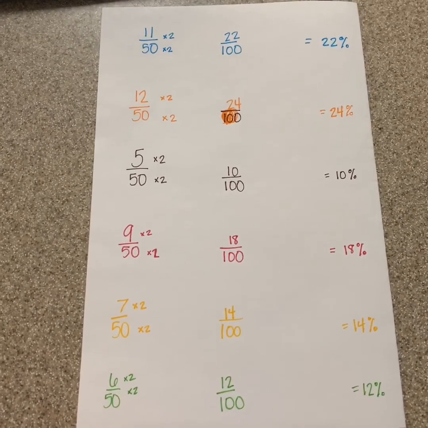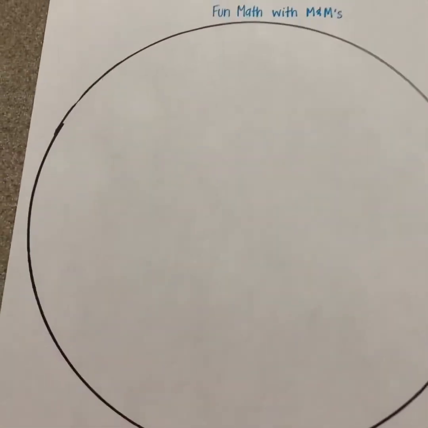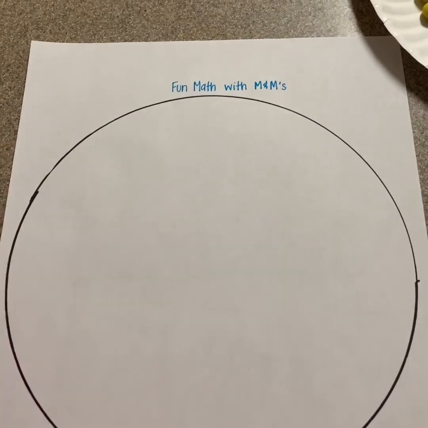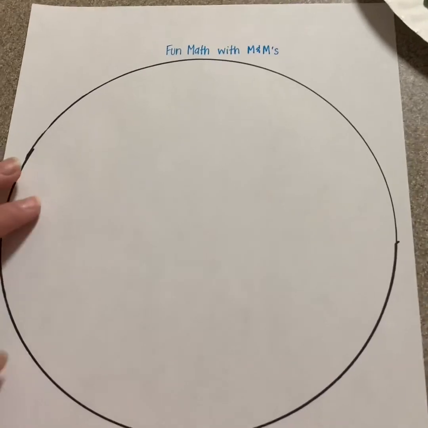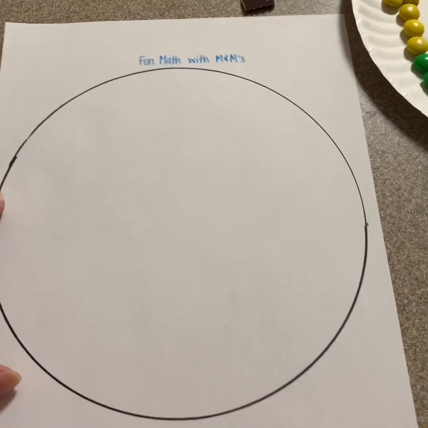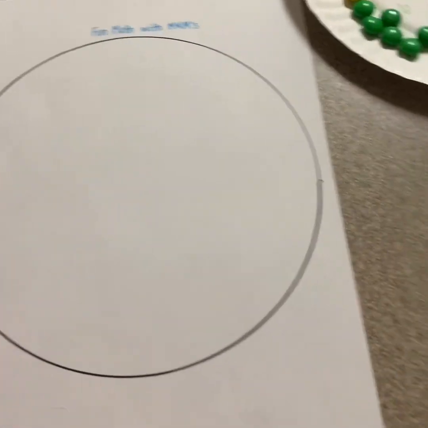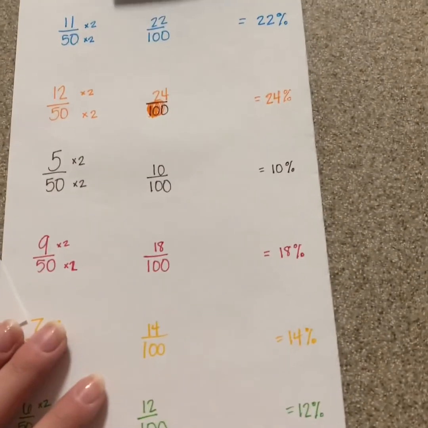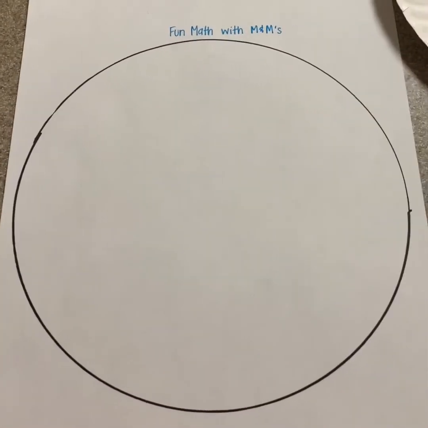Now we're going to take these percentages and think about how we can put those in our pie chart. So I label my pie chart Fun Math with M&Ms. And we know a graph, and this is a graph, has to have a title so we know what's going on in it. Now we need to think about how we can get these percentages into this graph.